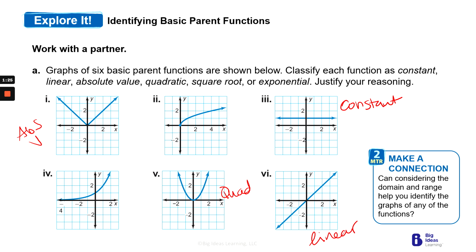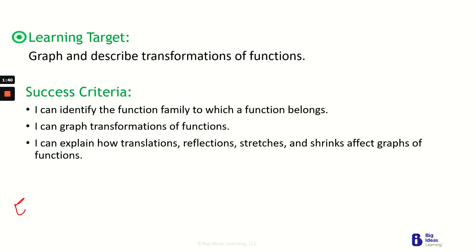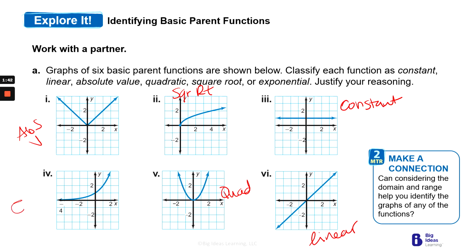Here's our quadratic. Which one did we label as a square root? 2. Oh, look at that. You're a good guesser. And then that leaves exponential with number 4 down here. Good job. Very good. So you did that. You sorted the parent functions. So now you have them labeled.